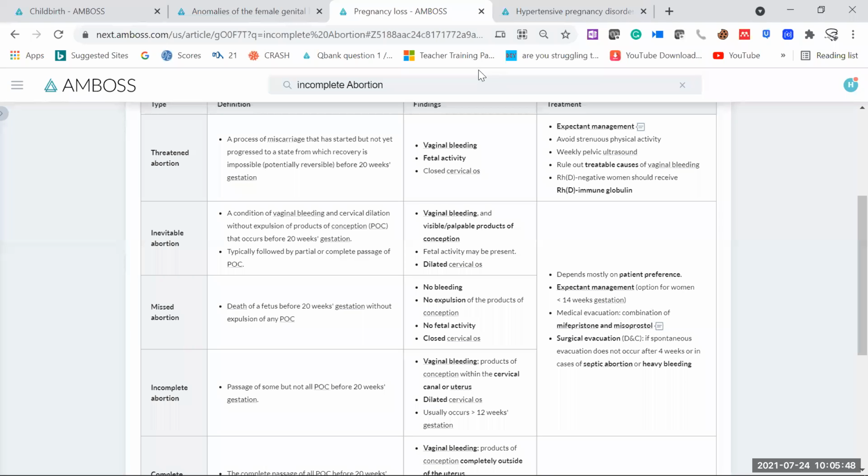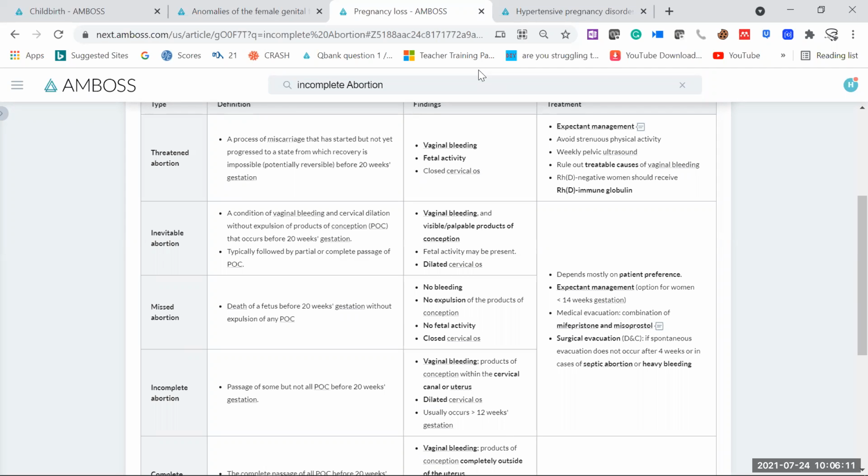So here, in case of missed abortion, in case of missed miscarriage, there will be no fetal activity. The presentation is like that. 9 or 10 weeks pregnancy with no fetal heart, there will be no symptoms at all, but of course the uterus is going to expel this one. So it depends mostly on the patient preference, what the patient wants to do. Anyhow, by 14 weeks the decision should be made.